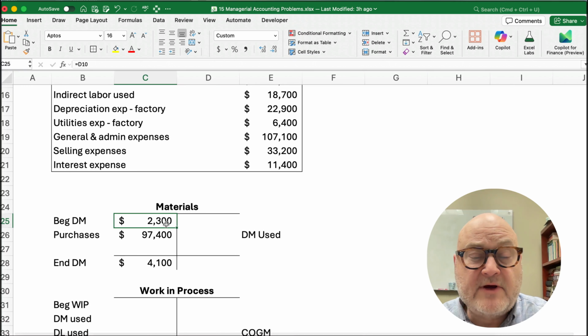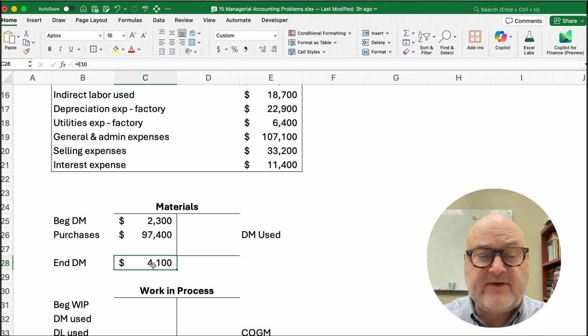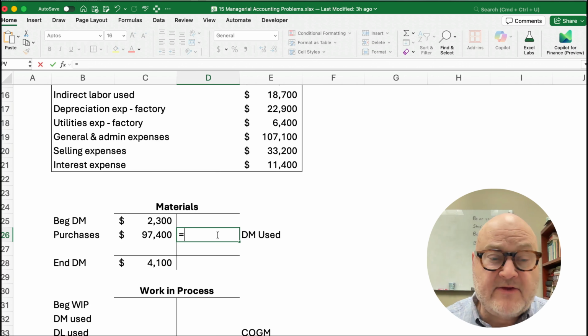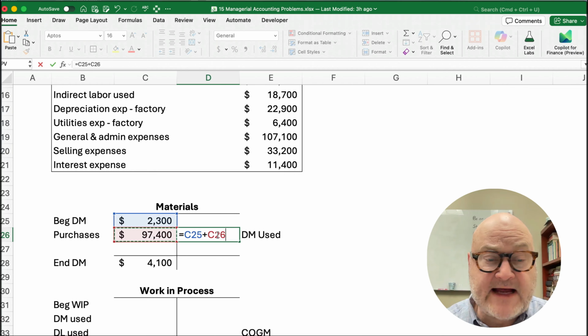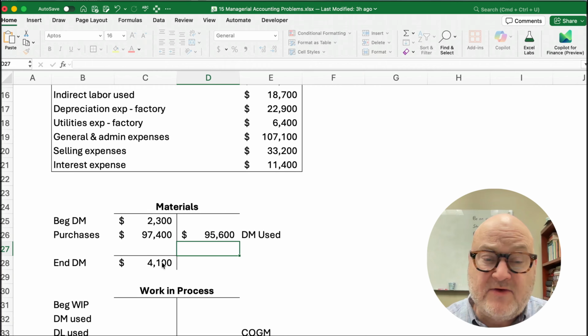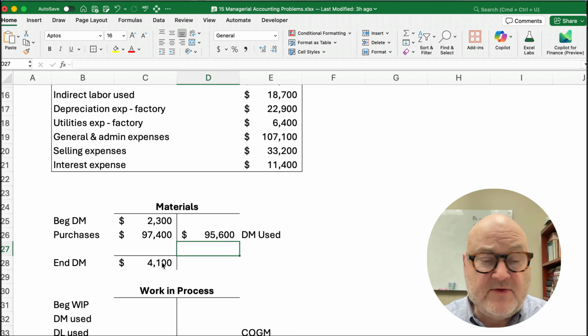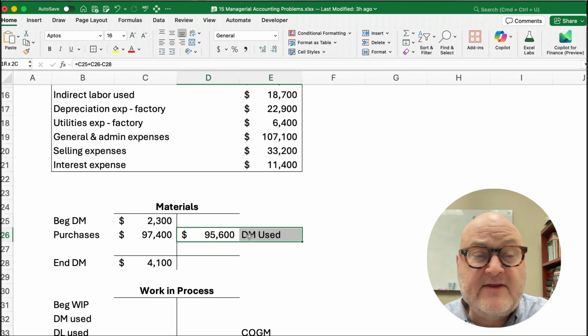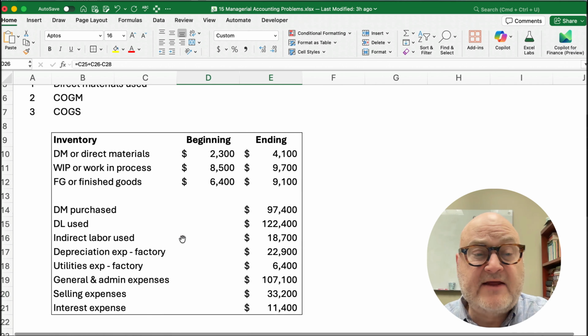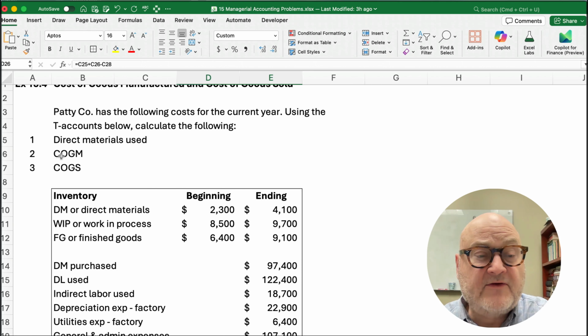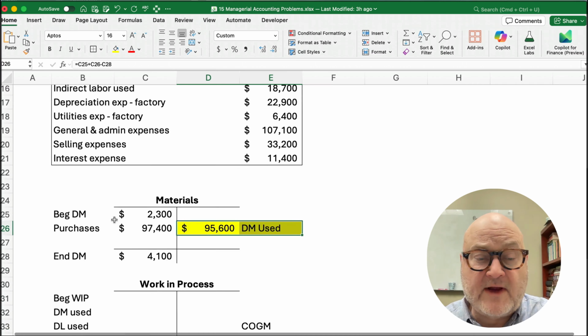So here's what we have. We started with 2,300. We purchased 97,400 more. We used it all except for the 4,100. So here's our math. 2,300 plus 97,400 minus the 4,100. So I think using these T accounts makes it really easier, honestly. So we have beginning plus purchases minus ending gives us direct materials used. Now, that's step one. So let me highlight that. That is our first answer, direct materials used.